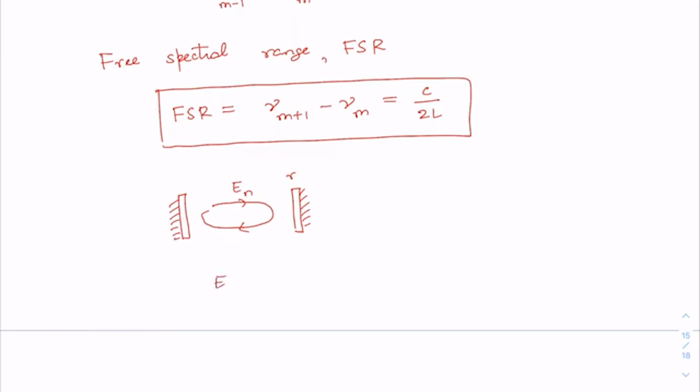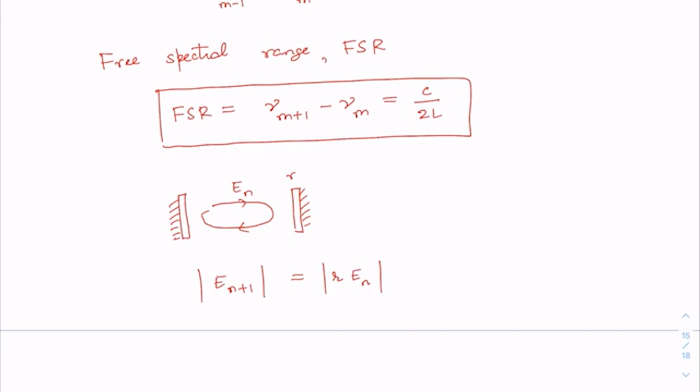So after the n plus 1th round trip, its amplitude would be reduced by a factor of R, like this. The amplitude will reduce. R is less than 1, and we are just writing about the amplitude here. So this is what is going to happen.